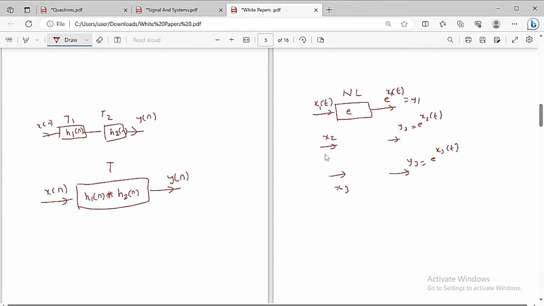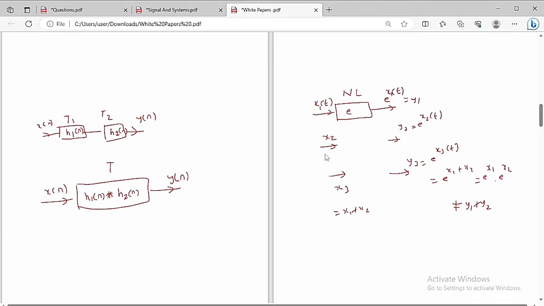If this new input is a summation of the two previous inputs, then what is the output that we have got? e to the power of x1 plus x2, which is nothing but e to the power of x1 into e to the power of x2. It is not equal to y1 plus y2. As the input is the summation of the two previous inputs, but the output is not equal to the summation of the two previous outputs, definitely we can say the given system is a non-linear system.